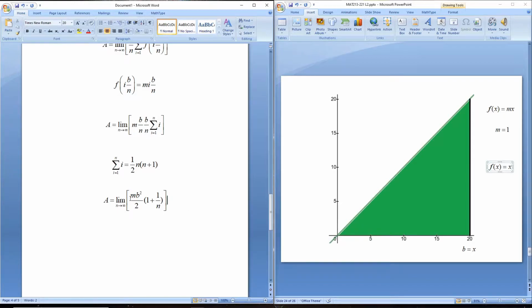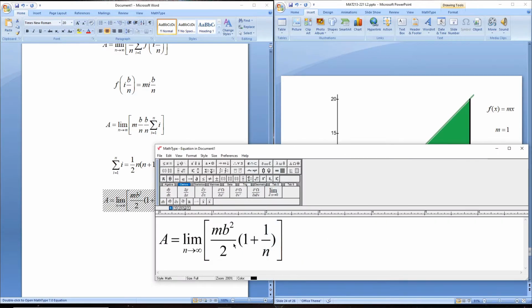And here's our limit we're taking. Now the same thing with the limit. If something is constant, like m b squared over 2, we can pull that outside the limit. And then the limit distributes, so we can take the limit and distribute it to each of the terms. The limit of a constant is always that constant, so the limit of 1 is 1. And 1 over n, 1 divided by a larger and larger number, that's going to 0. So this limit here is 0, and then 1 plus 0 is 1.